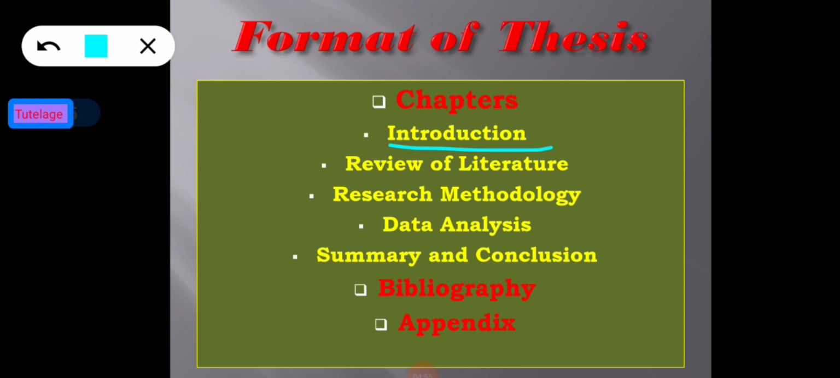Now going to the next chapter, that is review of literature. The review of literature is one of the most important chapters of a thesis or dissertation, because it provides a critical analysis of existing literature on the topic. It gives insights about the research already conducted and its shortcomings also.